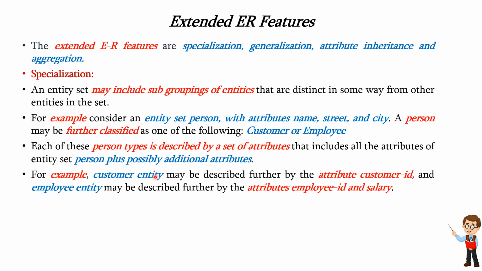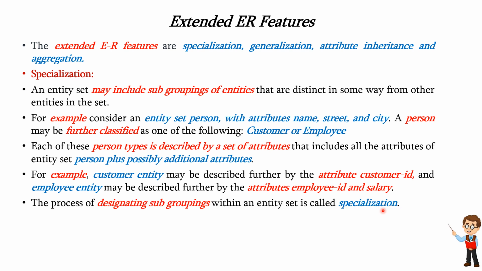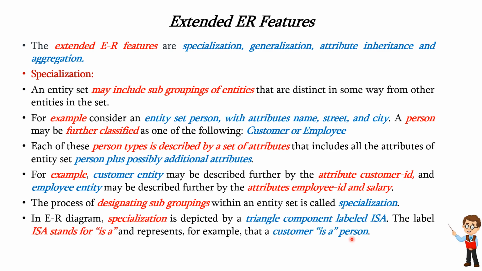For example, customer entity may be described further by the attribute customer ID and employee entity may be described further by the attributes employee ID and salary. This process of designating the subgroupings within an entity set is called as specialization. In ER diagram, specialization is depicted by a triangle component labeled ISA. The label ISA stands for "is a" and represents, for example, that customer is a person.